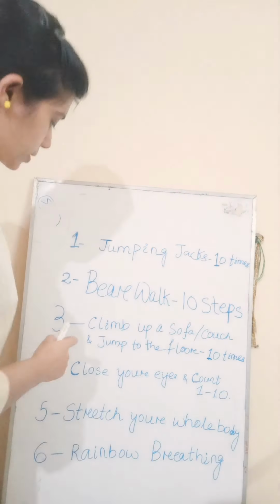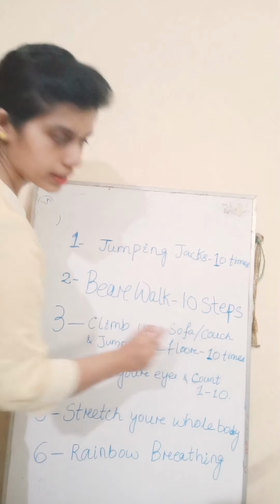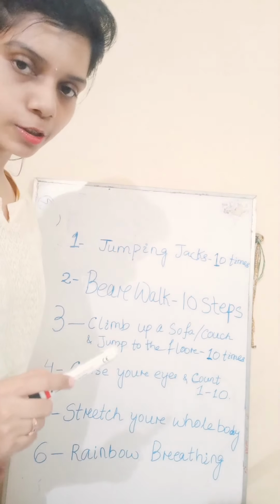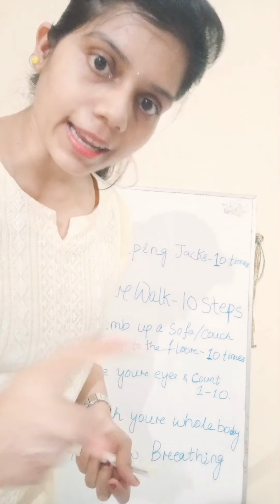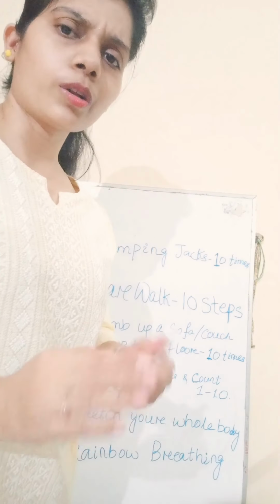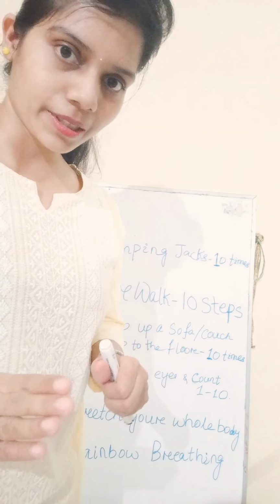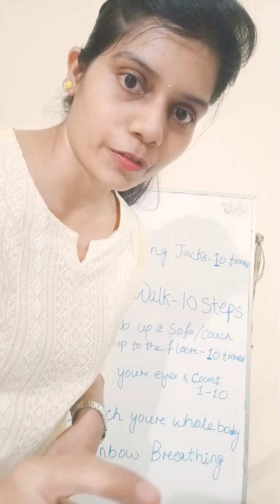So what is the number 3? Climb up a sofa or couch and jump to the floor. The kid has to do it for 10 times. So this is an alerting brain break activity. So you can combine an alerting and a calming brain break activity. So you can roll the dice for around 4 to 5 times and see how it increases the focus or the attention of your kid.